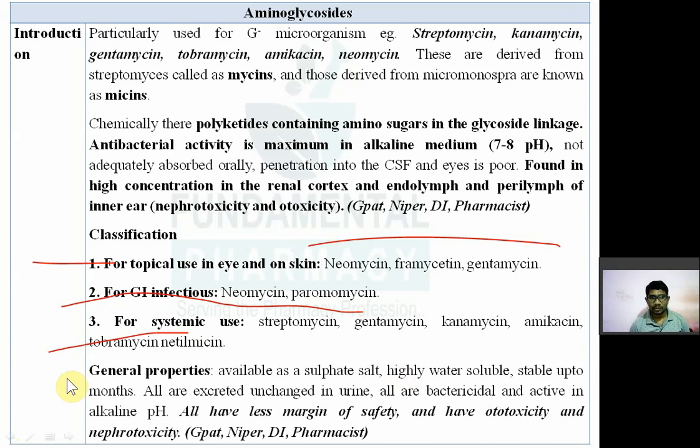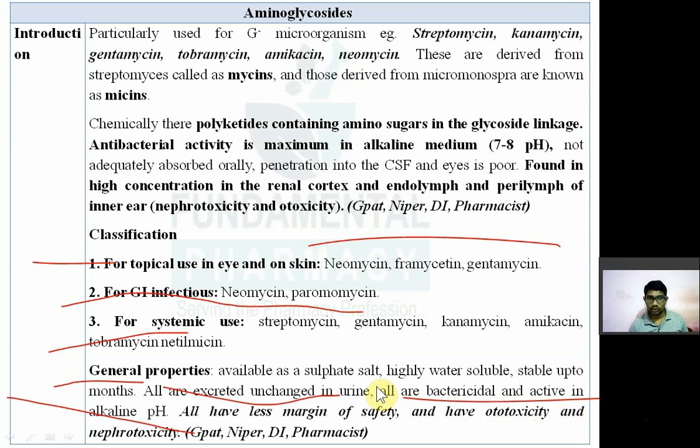Now, general properties of these aminoglycosides. They are available as a salt; they are not available as a free base. So every aminoglycoside is available as a salt, like gentamicin sulfate, streptomycin sulfate. They are highly water soluble and stable for months. They are excreted unchanged in the urine, and that's why they have nephrotoxicity. All are bactericidal and active in alkaline pH.